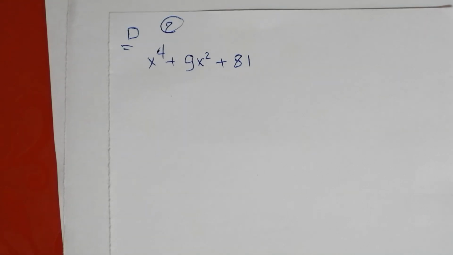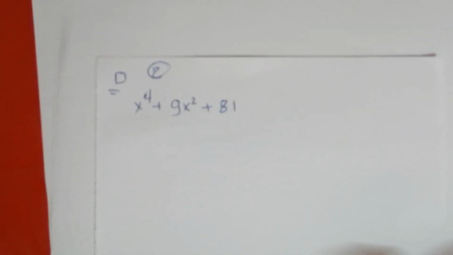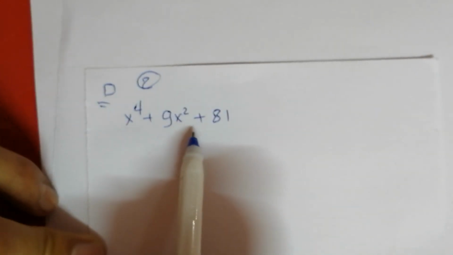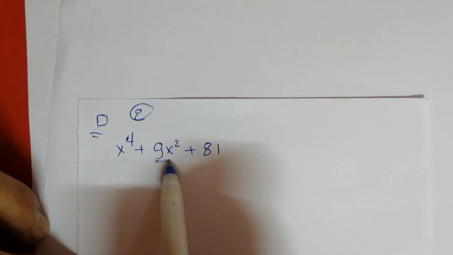But the question now, how to complete that square? You are going to concentrate with me very well. How to do it? We have x power 4 plus 9x squared plus 81. And now the middle term is 9x squared, but 9x squared can't be the middle term of a perfect square.